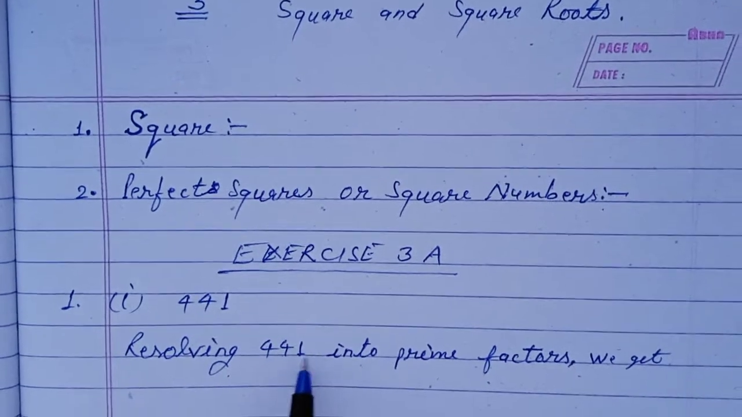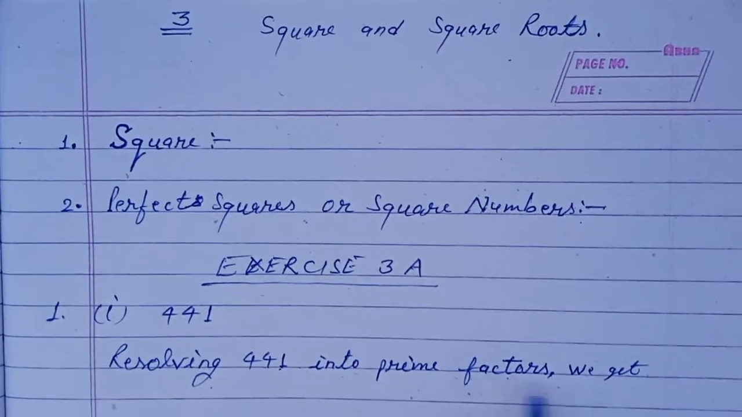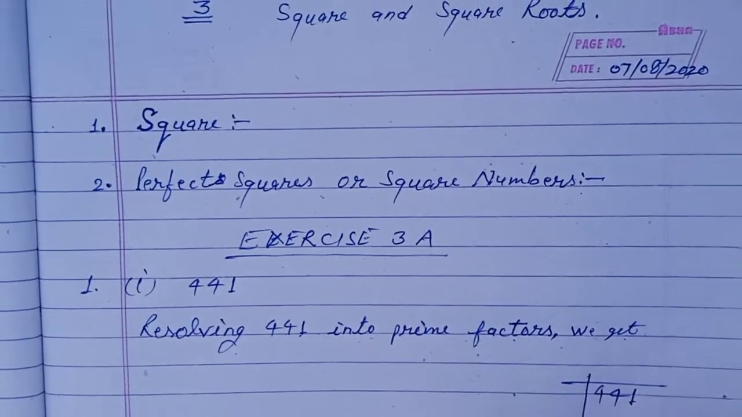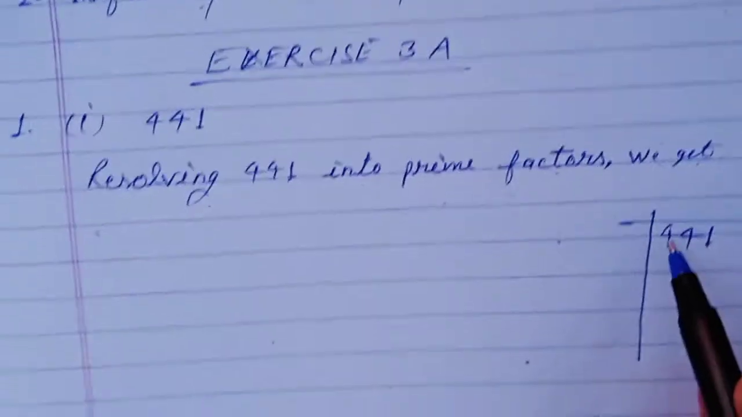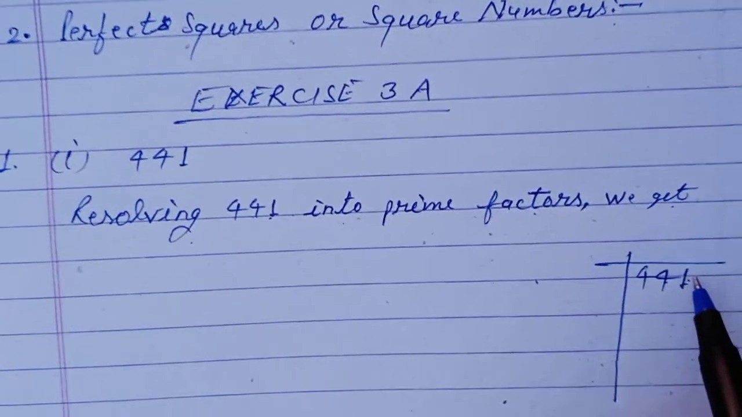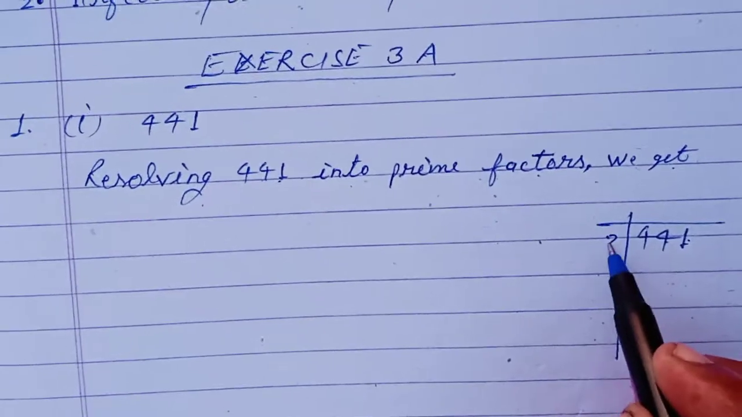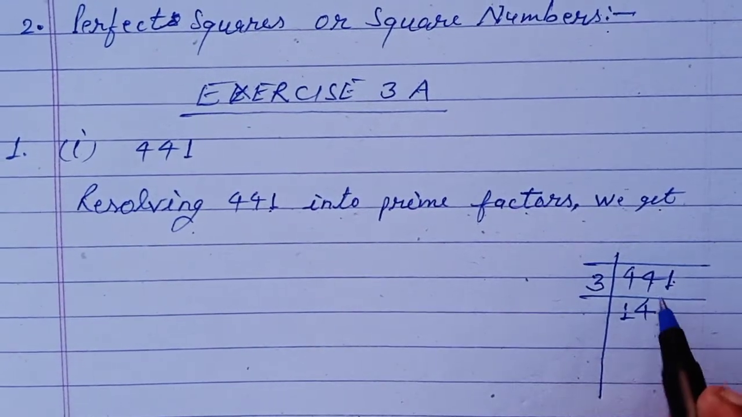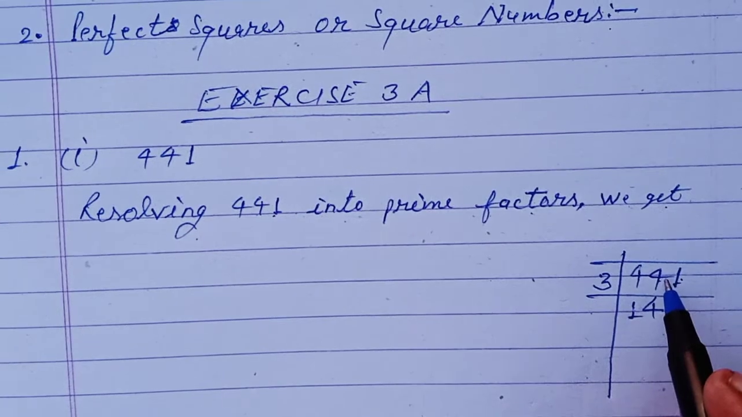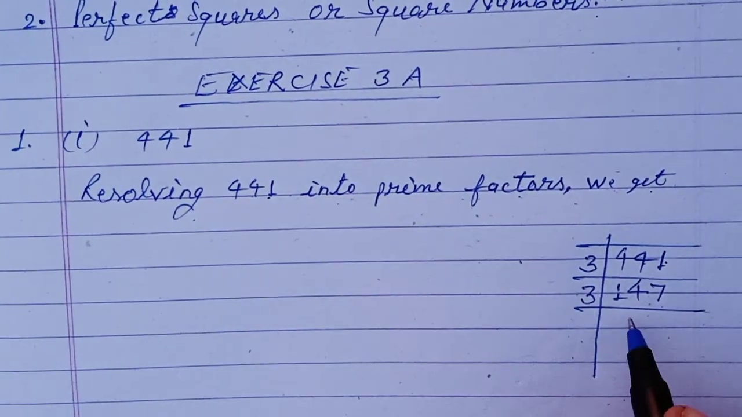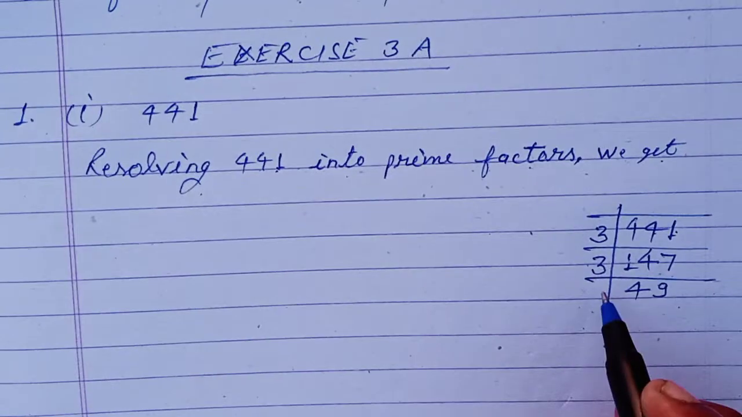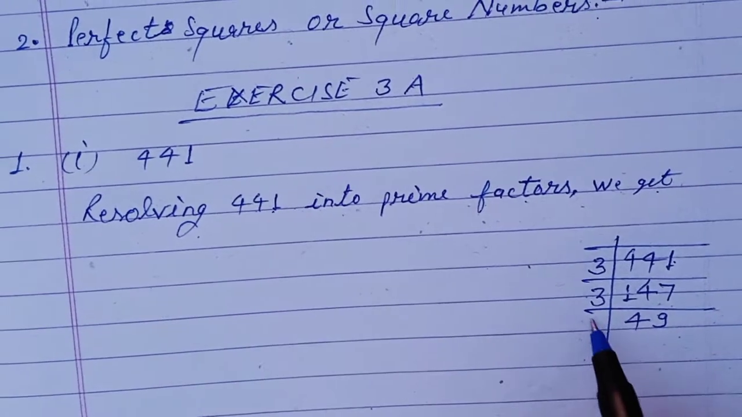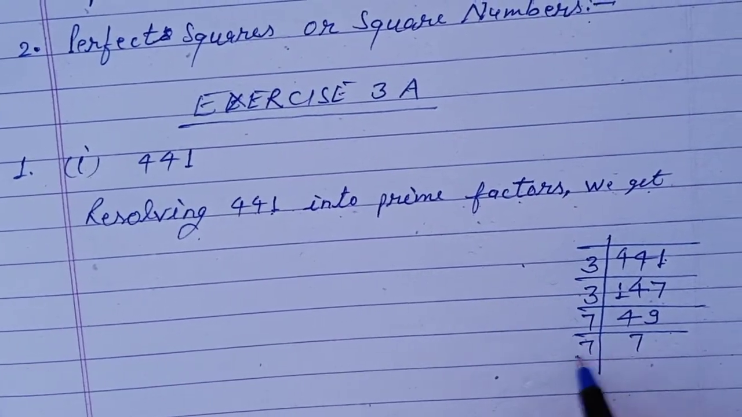441. Resolving 441 into prime factors, we get the prime factorization of 441. 441 is not divisible by 2. 441 is divisible by 3. 3 1 ja 3. 3 4 ja 12. 3 3 4 and 49 is not divisible by 4, 5, 6. It is divisible by 7. 7 7 ja 49. 7 1 ja 7.